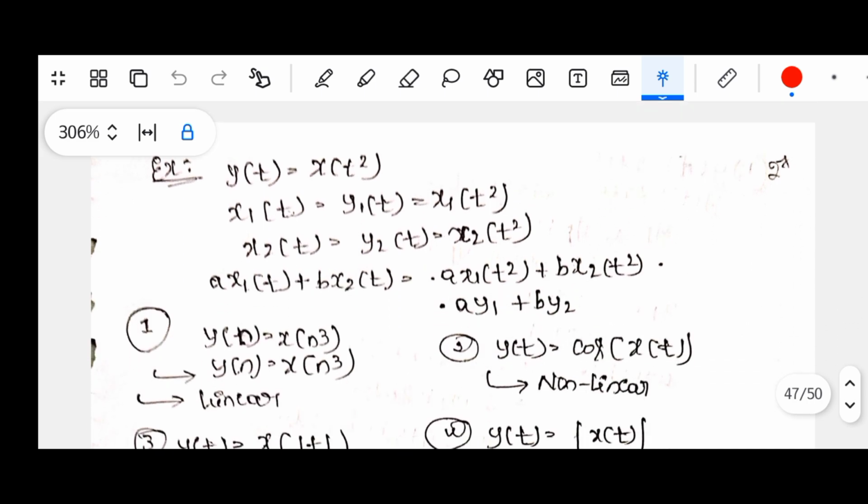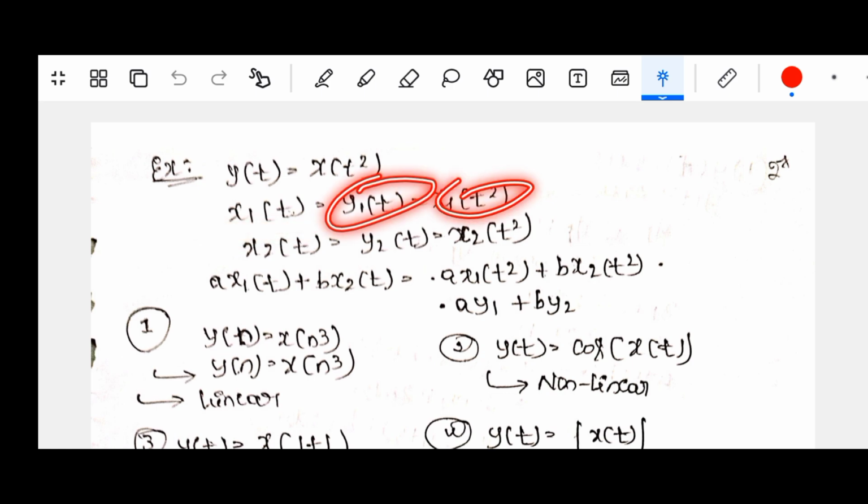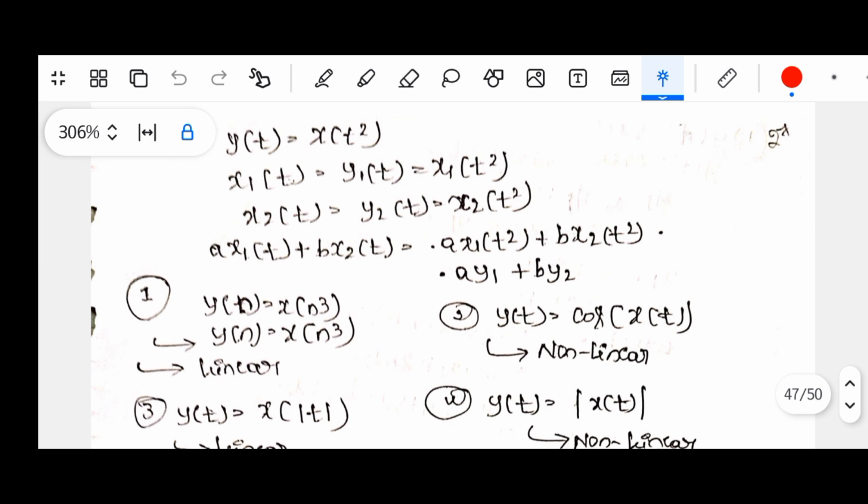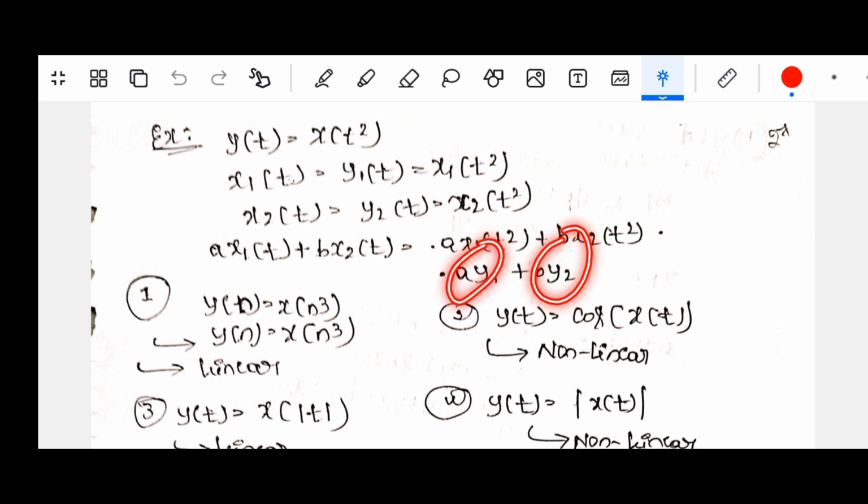Next, let's see some examples. y(t) = x(t) squared. x1(t) gives y1(t) = x1(t) squared, and x2(t) gives y2(t) = x2(t) squared. Now a times x1(t) plus b times x2(t) gives a times x1(t) squared plus b times x2(t) squared. See, this is compared with a times y1 plus b times y2.